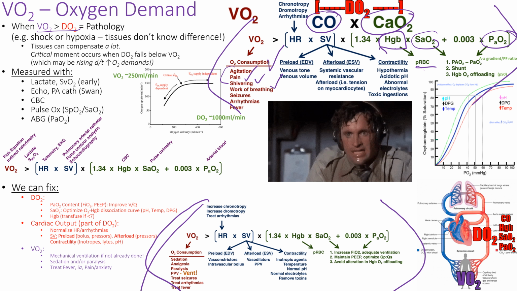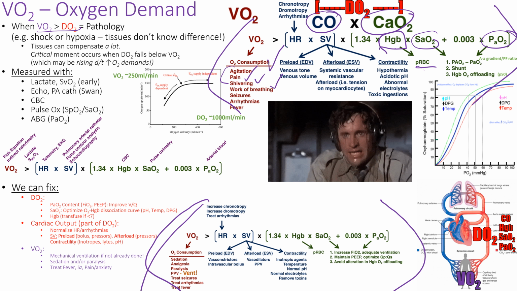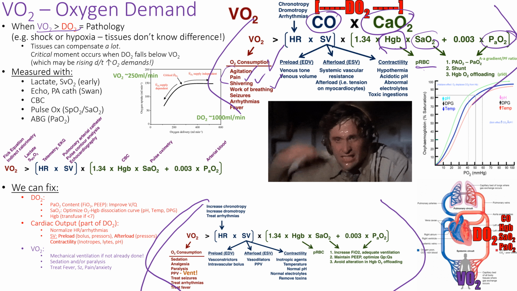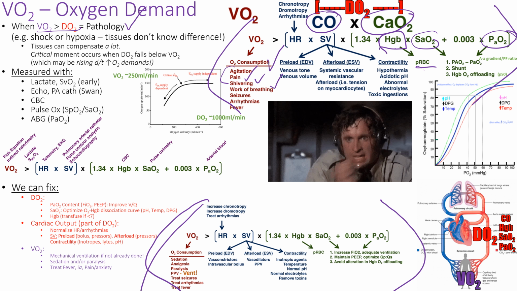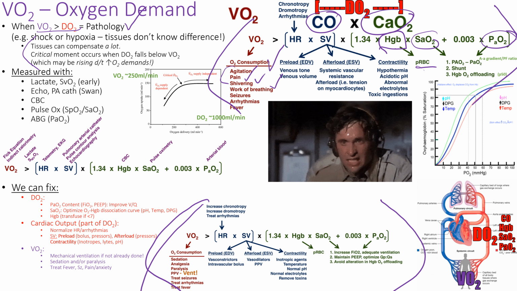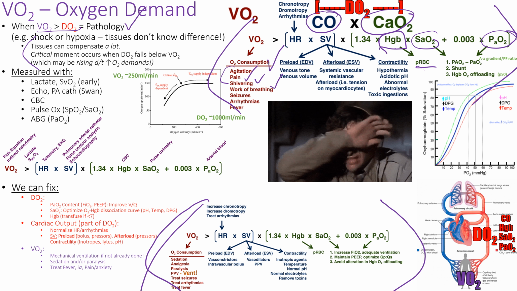So when VO2 is greater than DO2, so when the volume of oxygen that's required every minute is higher than how much oxygen is being delivered, that's going to start causing problems, right? So it starts causing hypoxia, and hypoxia can lead to shock, and then now it's a downward spiral from there, right? So we want to try to control those the best we can, okay?